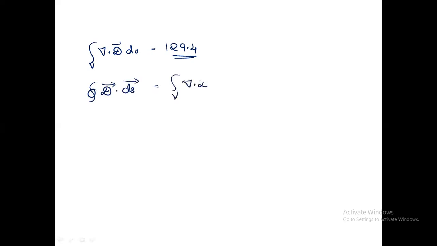So overall integration, it comes around del dot D dv is equal to 129.4. Okay. See, we have proved this initially also when we had considered the closed integral of D dot dS, and that becomes equal to the integral of del dot D dv. So yes, what we have proved? We have proved the Gauss divergence theorem. Okay, that's how you have to solve.